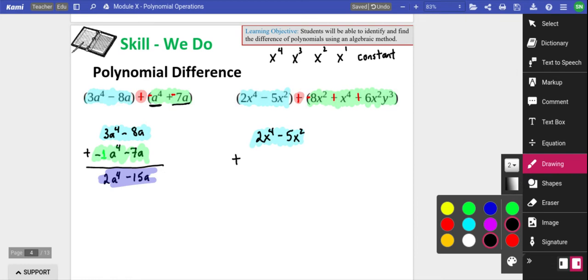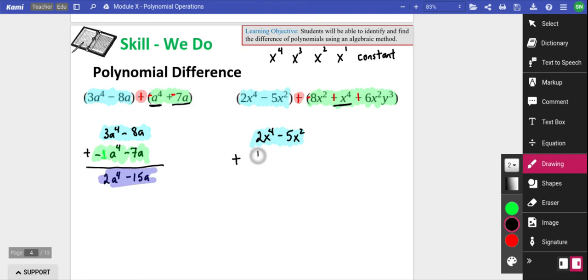On the next parentheses, let's line them up. Do we have any x to the fourth that I can line up? We do. We have a 1 x to the 4. Remember, this is now positive because we changed the sign. Then we have to check, do we have anything x squared? We have x squared and we have x squared. However, the second one also has a y cubed. So this one is not the same as just having the x squared. We cannot put those in the same column. So now we put the negative 8x squared plus 6x squared y cubed.